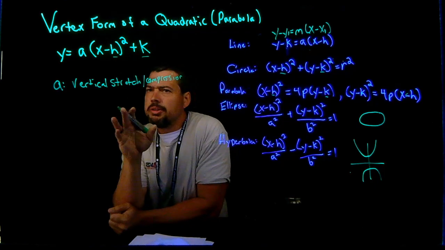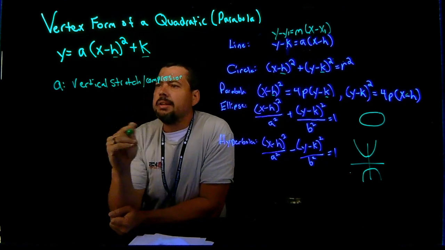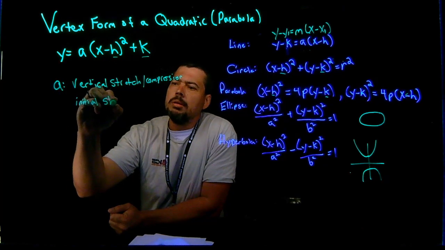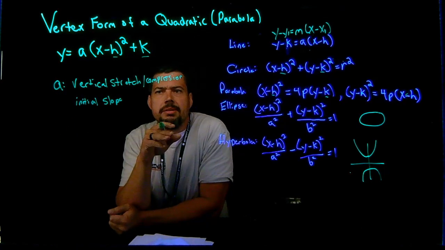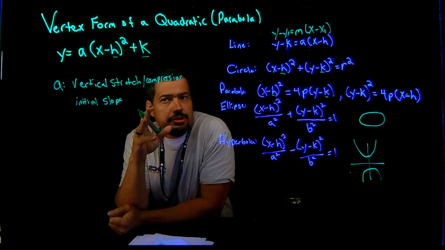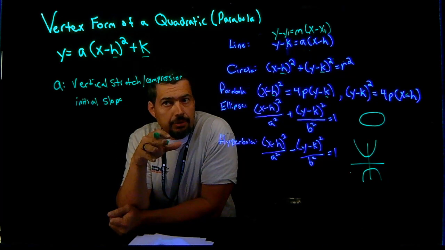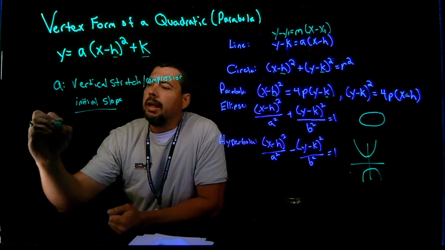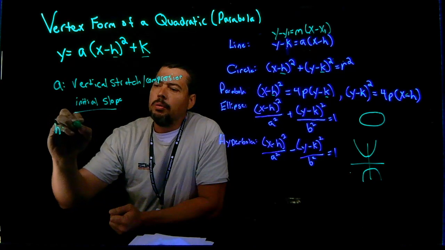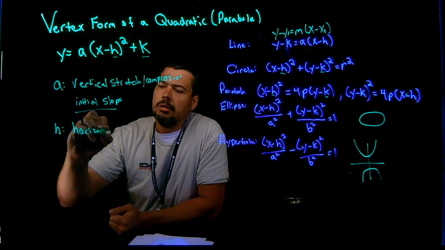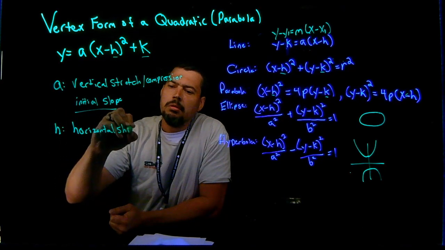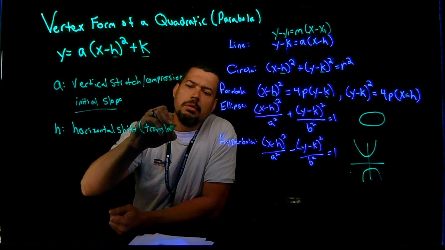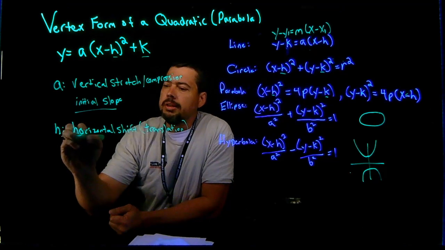Now, when I teach Algebra 2, I really try and drill this into kids' heads. It is the initial slope. That means whatever that number is, I'm going to rise or fall that amount within 1 unit, left or right. But it is the initial slope. H, I always call it the horizontal shift. I think a better mathematical word for that would be translation. But it is horizontal. H is for horizontal.